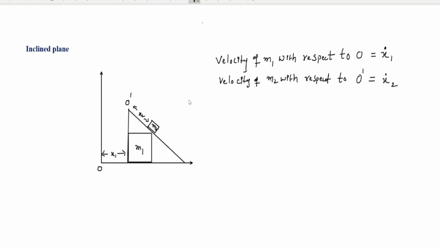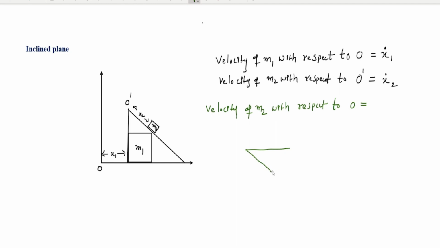Now, velocity of M2 with respect to O equals, so how can we get the velocity of M2 with respect to O? We need to draw one trigonometric diagram. So this is our diagram.